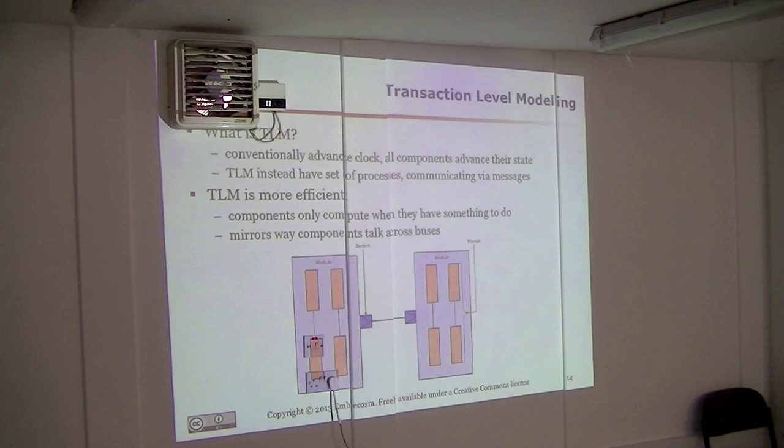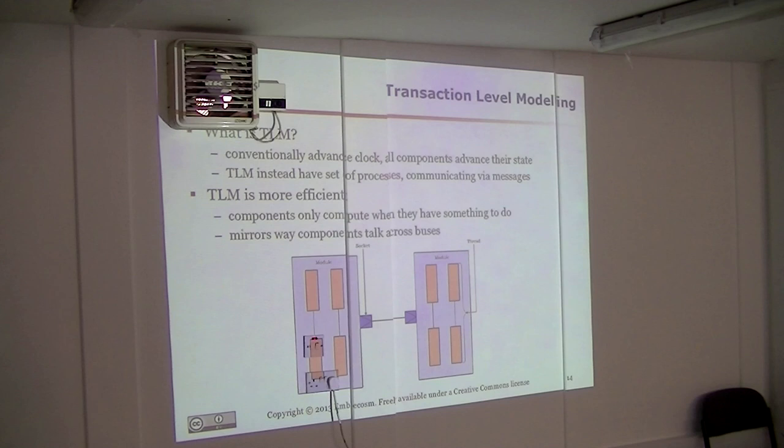Instead, a transaction level model is built as a set of processes which communicate via messages. And this means that the various components only compute when they have something to do. If you look at a Verilator model, despite the best attempts at optimization, almost all the time you advance the clock and say, all the bits, do you need to change anything? And they say, oh, no, no, no, no. So you end up looking across the whole model, almost all of which does nothing. With TLM, because you have processes, processes only do something when they get a message, otherwise they don't do anything at all. And that makes them much more efficient.